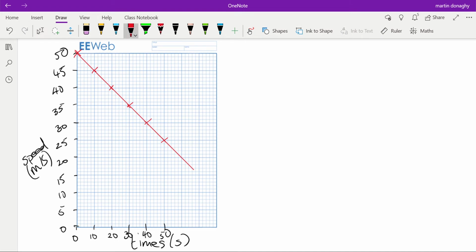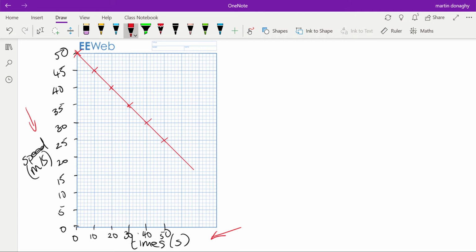Time should be on your x-axis here, speed on your y-axis. I've gone up in 5s on my y-axis and 10 on my x-axis, but you just need to use something that fits. But what you should get is all the points, when plotted, should lie on a straight line that is descending as you go from left to right.